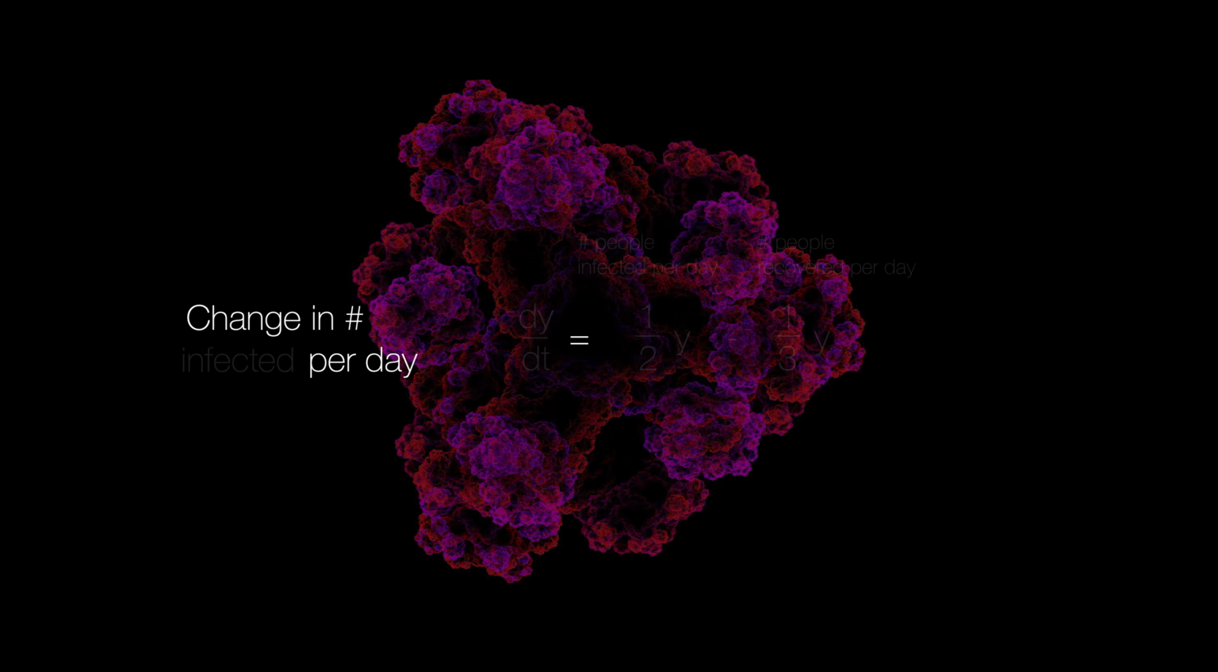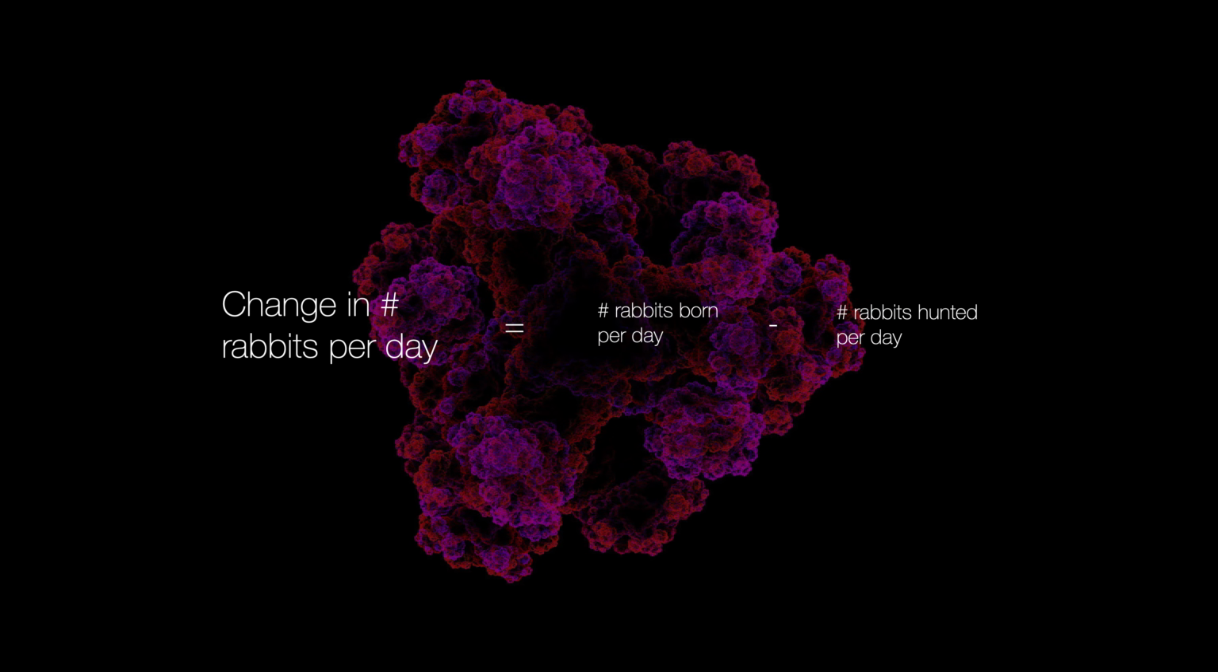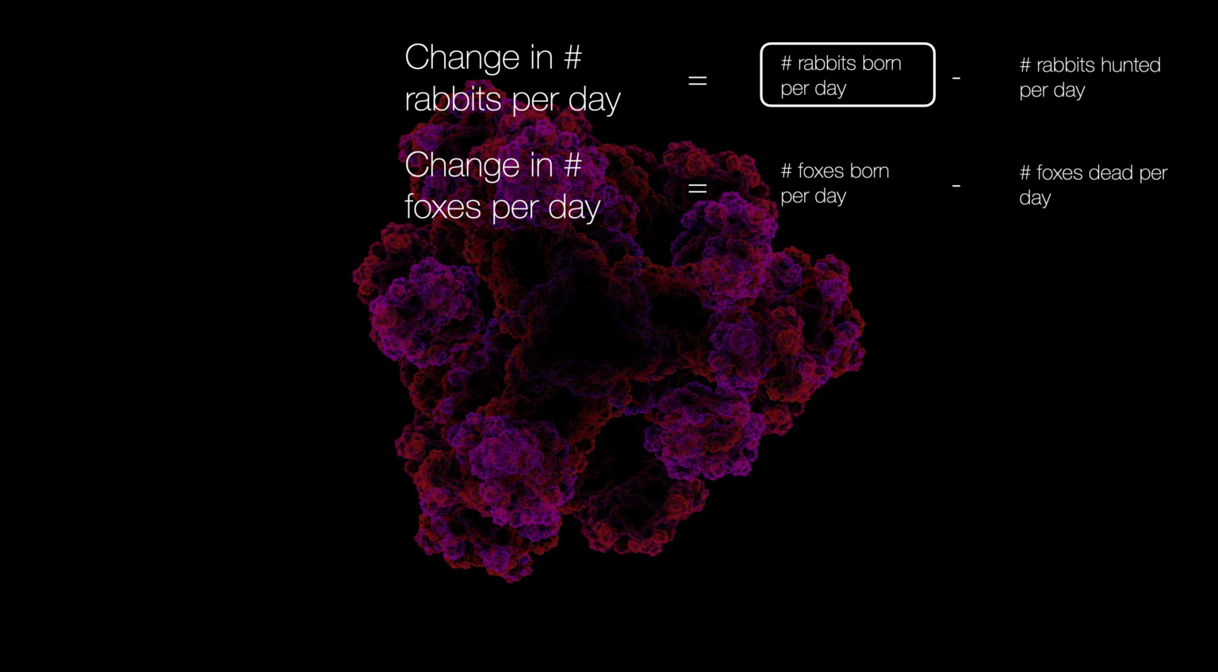We can use the same thinking for our ecosystem. There are two things that contribute to the rabbit population: the rabbits being born per day and the rabbits being hunted. Likewise, the foxes would also change based on the same thing: foxes being born and foxes dying off of natural causes or starvation. So let's dig deeper.